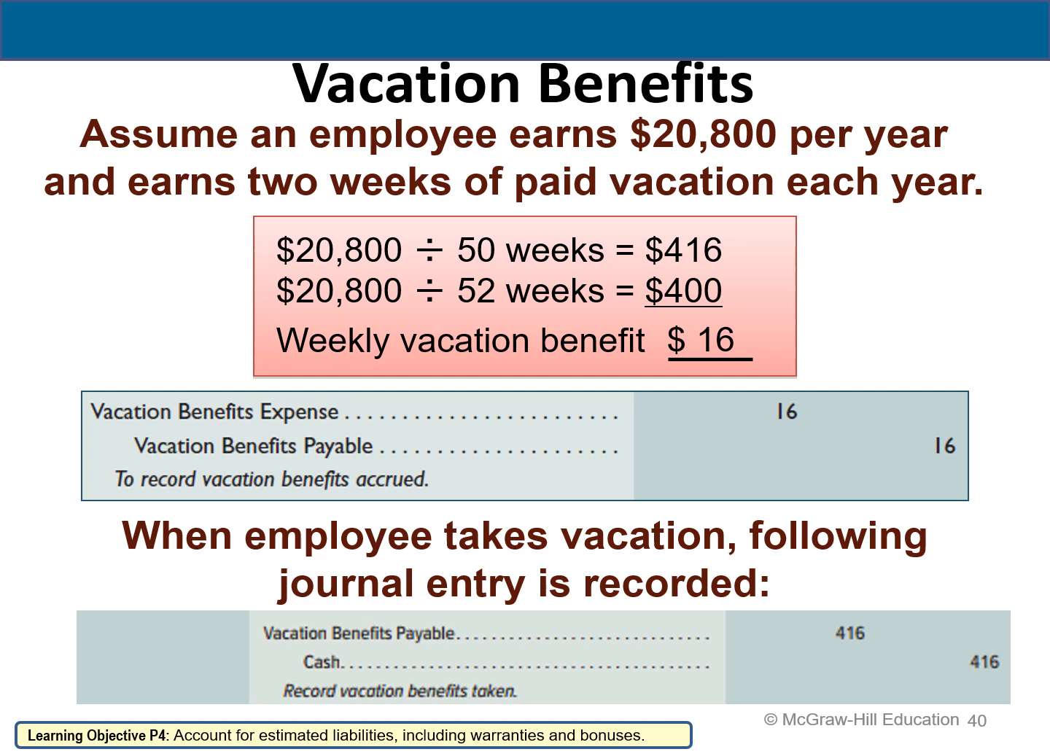So you're going to record vacation benefit expense with a debit of 16 and a vacation benefits payable with a credit of 16. When an employee takes a vacation, the following journal entry is recorded. Vacation benefits payable, a reduction of $416. And you're going to record cash out the door of $416. The reason you do that is because we said that 1 week's worth of vacation time is 416 bucks. Okay?